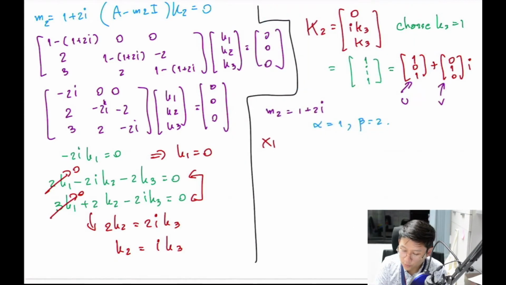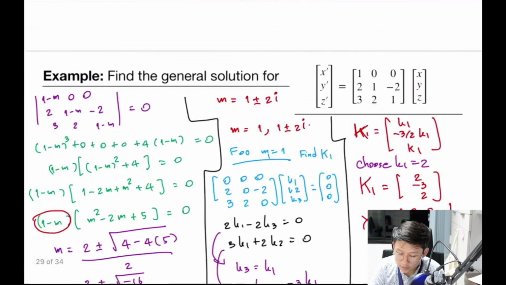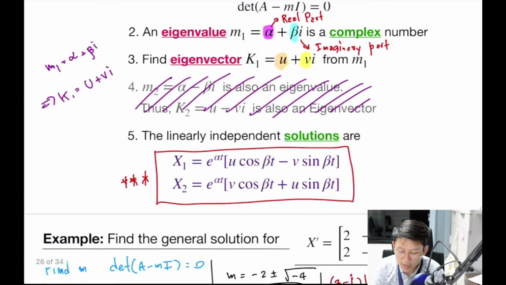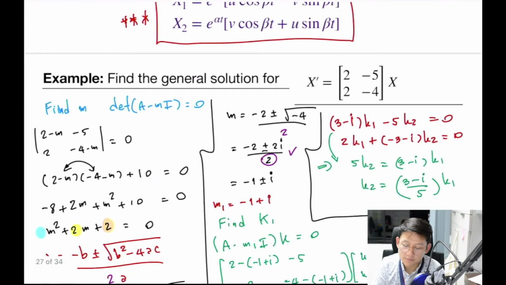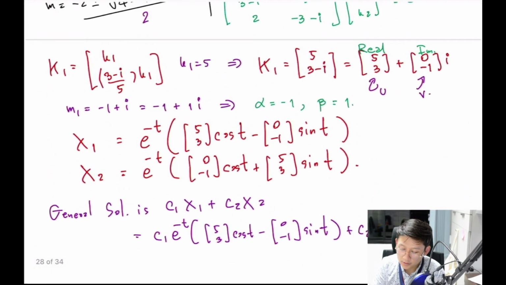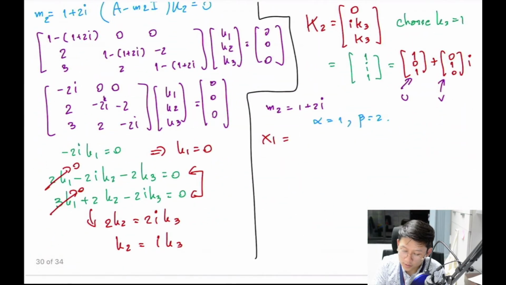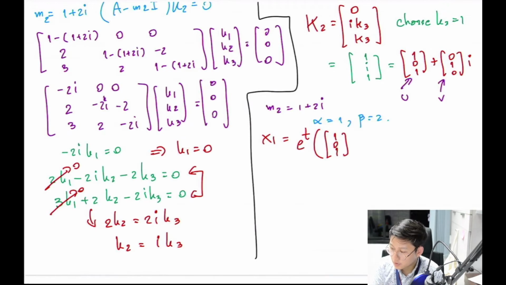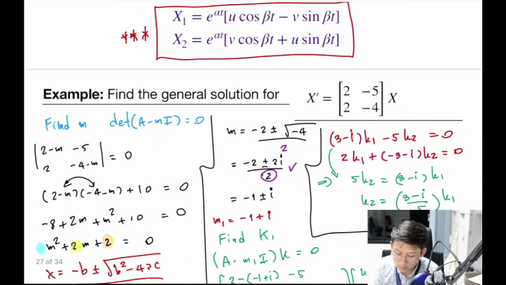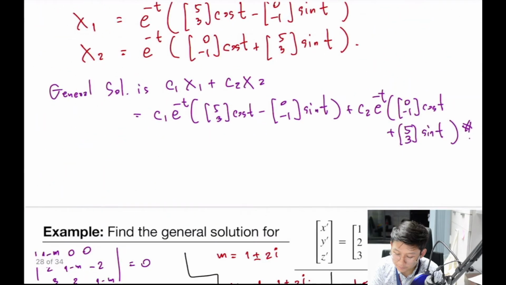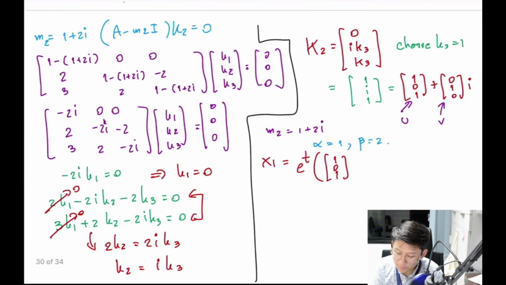So our first solution, x1, would be, what is it? If you go back to the formula, e to the alpha t, u cos beta t minus v sine beta t. So we get e to the alpha t, which is e to the t, right? Alpha is 1. And then we get u, which is 1, 0, 1, cos beta t, which would be cos 2t.